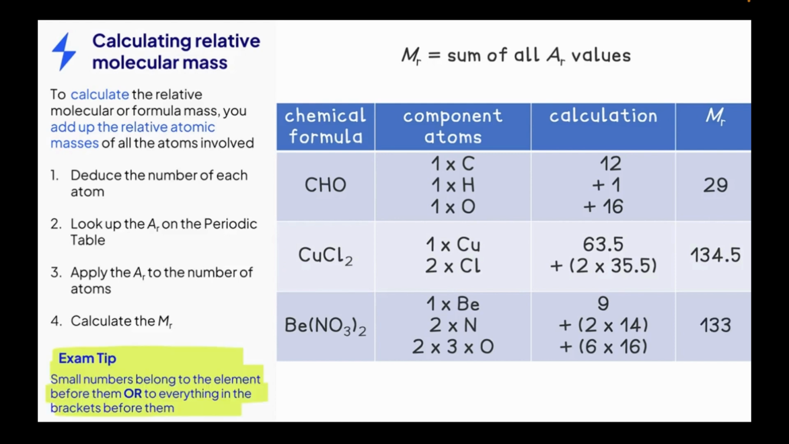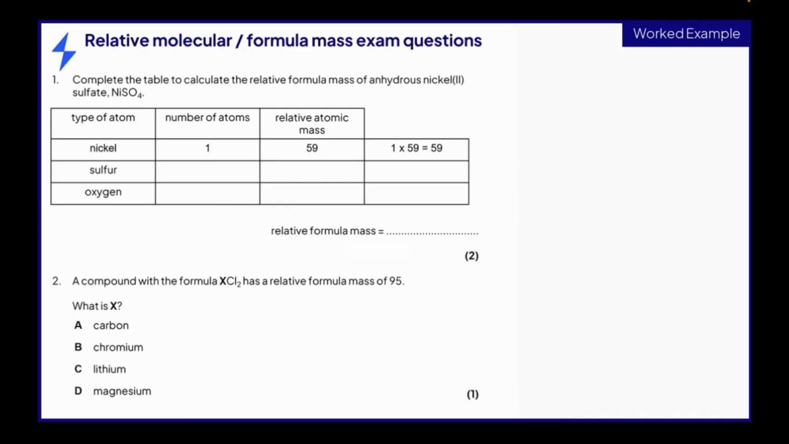Take your time with compounds that contain small numbers and brackets. NiSO4 contains 1 nickel atom, 1 sulfur atom, and 4 oxygen atoms. Remember, the small number belongs to the element before. This means that the answer, as shown, contains 1 nickel atom. It also contains 1 sulfur atom and 4 oxygen atoms.